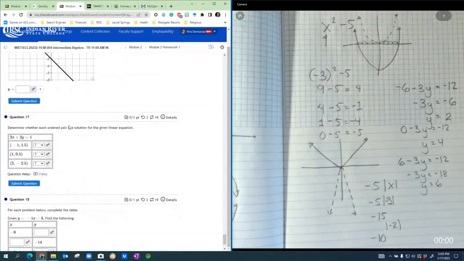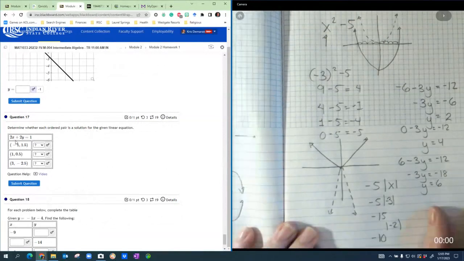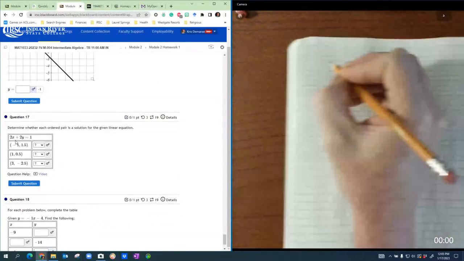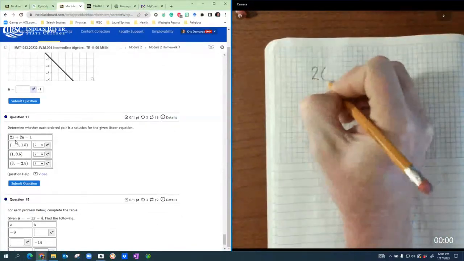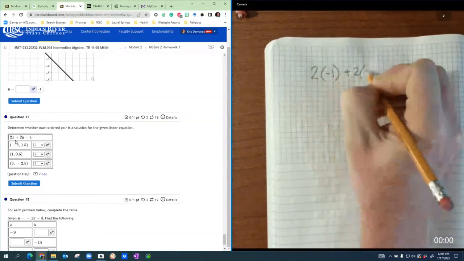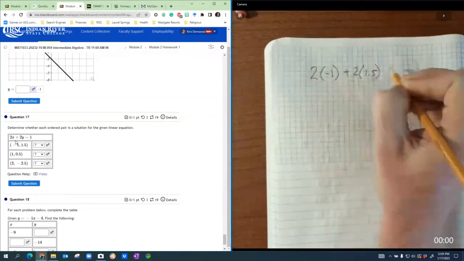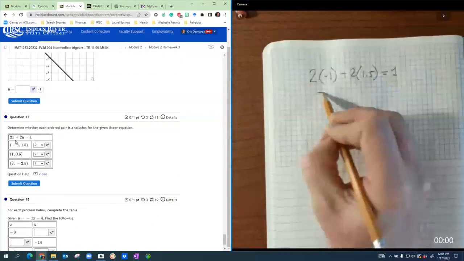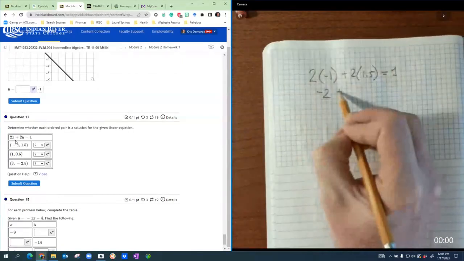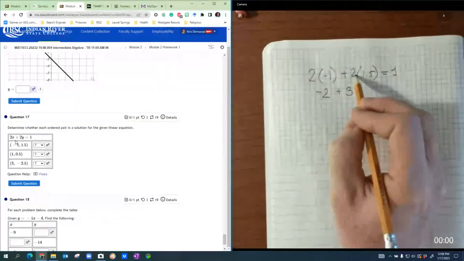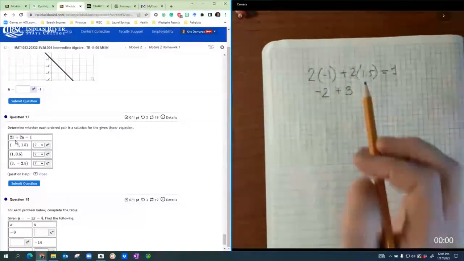And then right here, determine whether each ordered pair is a solution. So you're going to put them into the equation and determine if it works. So I go ahead and do 2 times -1, and then plus 2 times 1.5, and then equals 1, and see if that works. Well, this is going to give us -2. This is going to give us +3, because half of 2 is 1, and 1 plus 2 is 3.